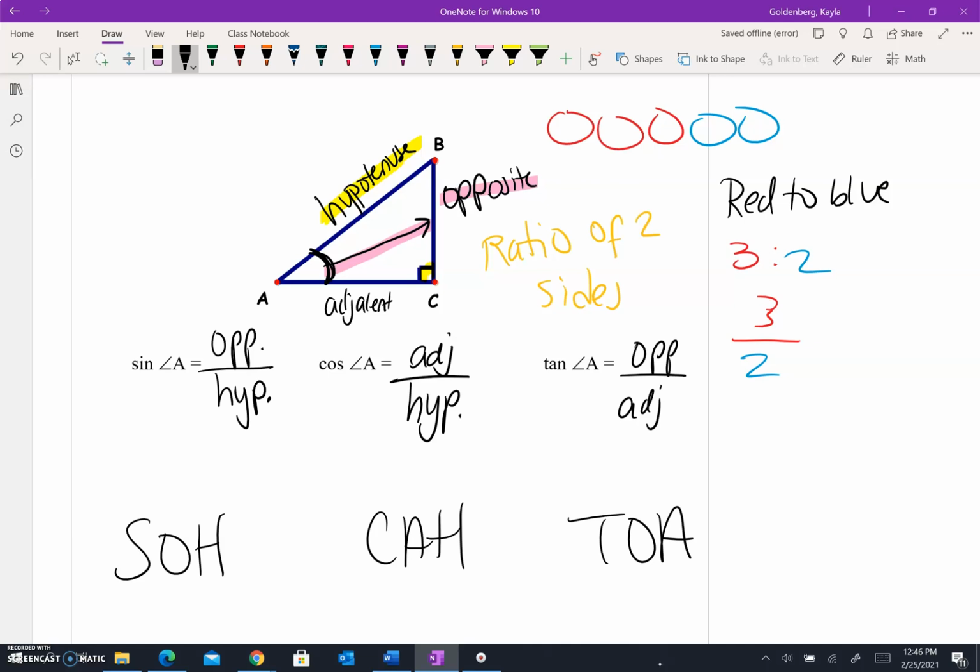And it tells you sine is opposite over hypotenuse, right? Cosine is adjacent over hypotenuse, kind of going like that. And tangent is going to be opposite over adjacent. It goes in order, right? You can think about it like that.